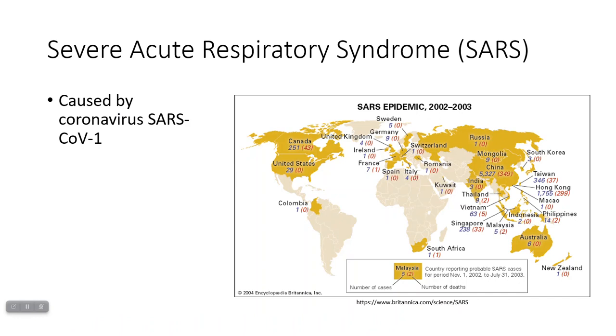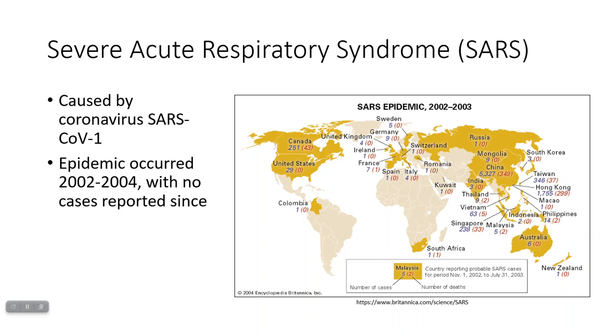Now we're going to move on to some respiratory viruses that are kind of related. So we have SARS, severe acute respiratory syndrome, which is actually caused by a virus that has a relation to the virus that causes COVID-19. It's not the same one, but they're kind of related. There was an epidemic of this between 2002 and 2004. However, there haven't really been any cases reported since then.